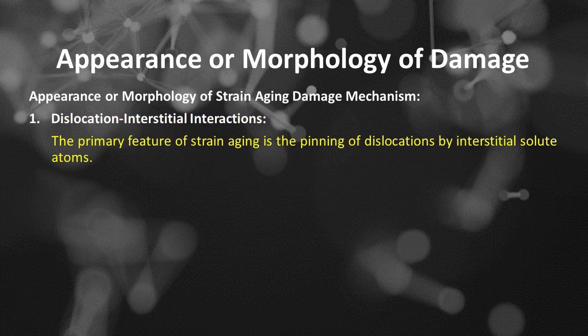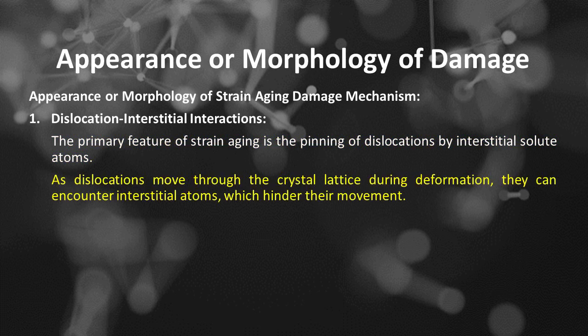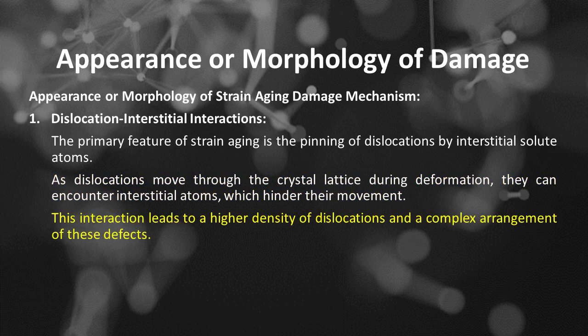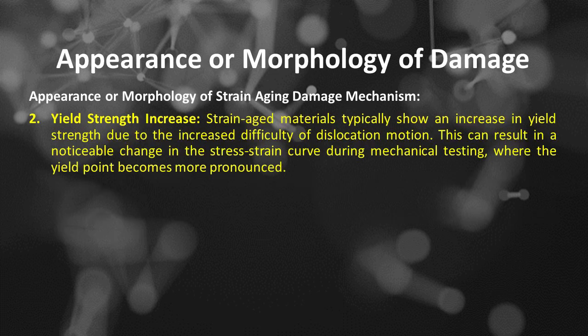The primary feature of strain aging is the pinning of dislocations by interstitial solute atoms. As dislocations move through the crystal lattice during deformation, they can encounter interstitial atoms, which hinder their movement. This interaction leads to a higher density of dislocations and a complex arrangement of these defects. Number 2 is yield strength increase.